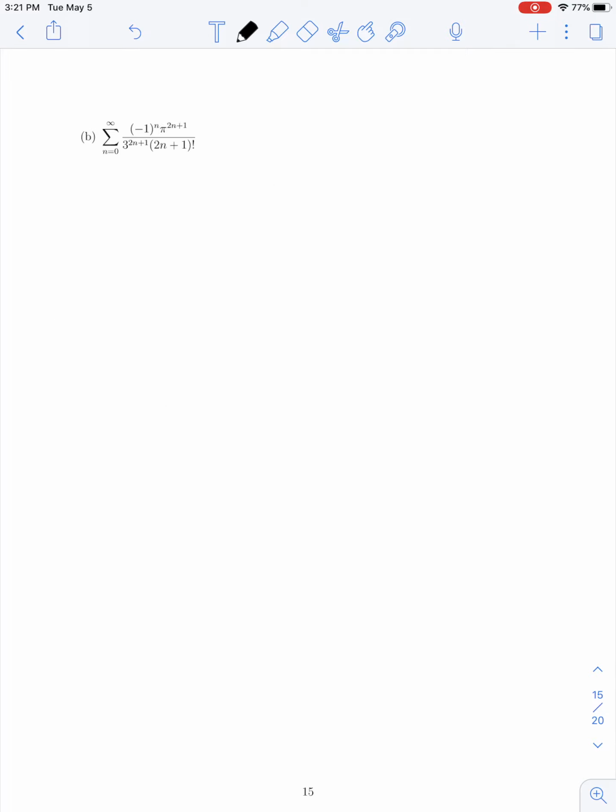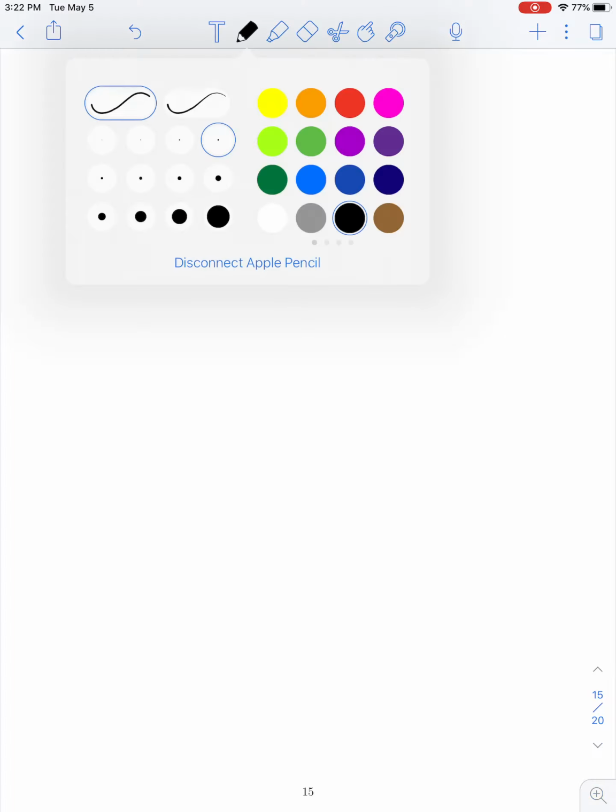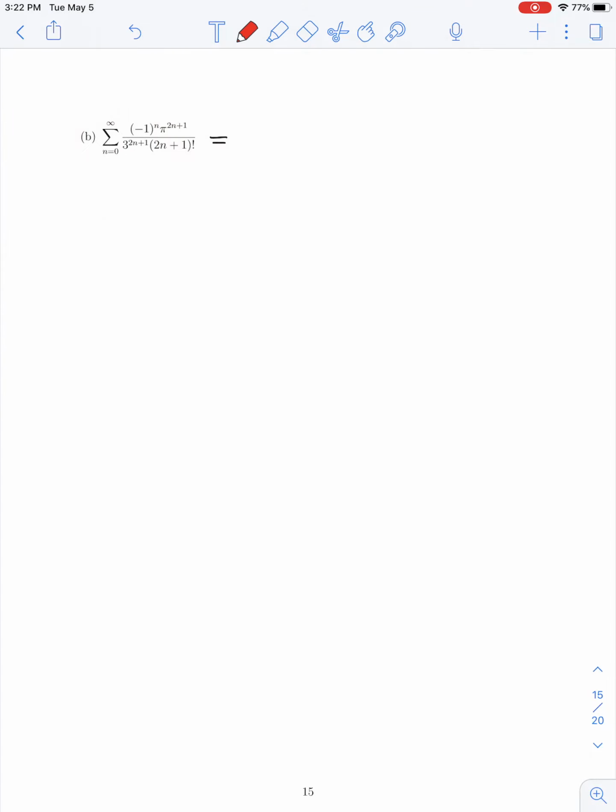In part B, we have the sum from 0 to infinity of negative 1 to the nth times pi to the 2n plus 1 over 3 to the 2n plus 1 times 2n plus 1 factorial. So again here, if I make use of properties of exponentials, I can rewrite this in a simplified way. So let us look at these two terms. We have pi to the 2n plus 1 divided by 3 to the 2n plus 1.